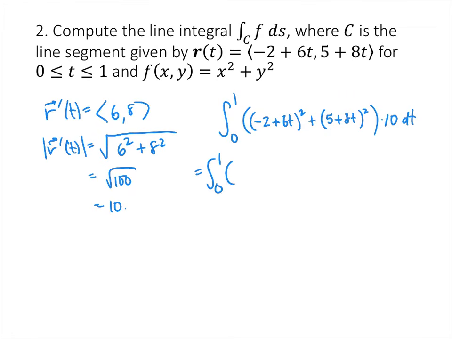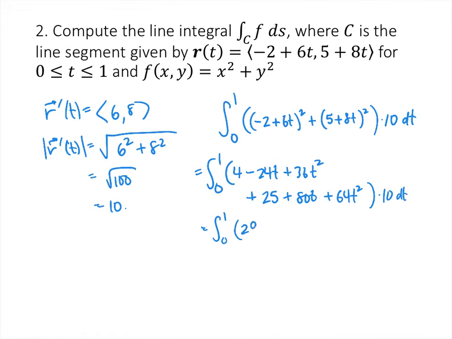When we multiply out (negative 2 plus 6t) squared, we get 4 minus 24t plus 36t squared. And when we multiply out (5 plus 8t) squared, we get 25 plus 80t plus 64t squared. That's still all multiplied by 10 dt. Collecting like terms, we have 29. Negative 24 plus 80 is 56. Then 36 plus 64 is 100. And that's all still multiplied by 10.